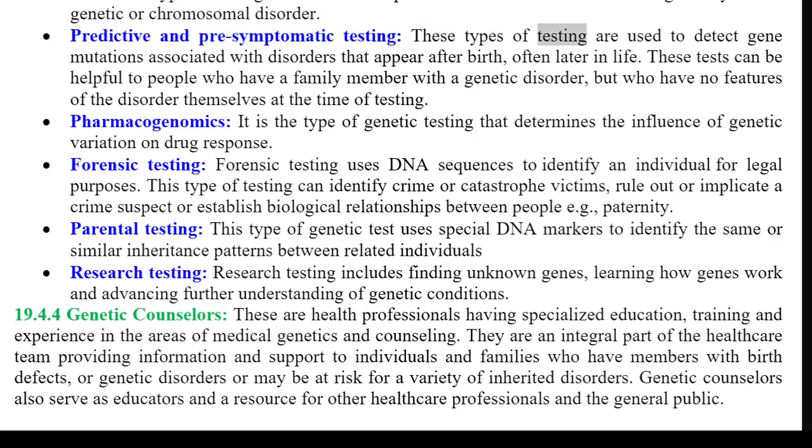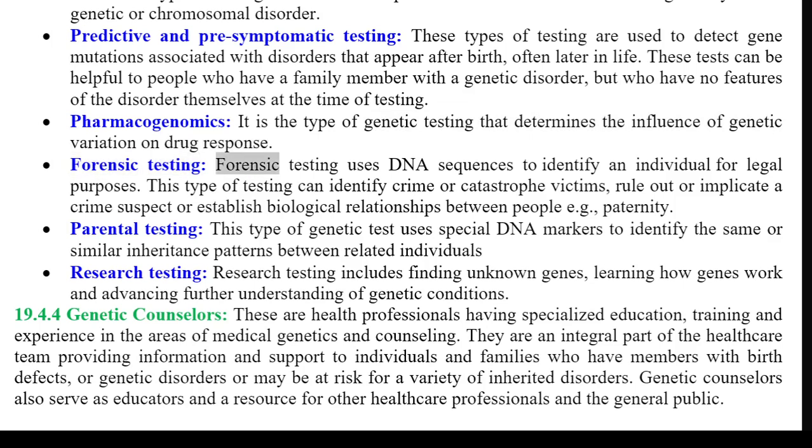Predictive and pre-symptomatic testing. These types of testing are used to detect gene mutations associated with disorders that appear after birth, often later in life. These tests can be helpful to people who have a family member with a genetic disorder, but who have no features of the disorder themselves at the time of testing. Pharmacogenomics. It is the type of genetic testing that determines the influence of genetic variation on drug response.